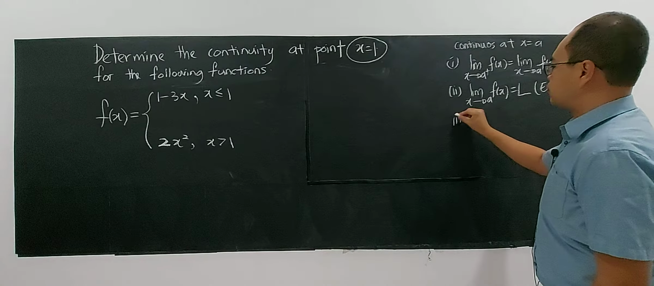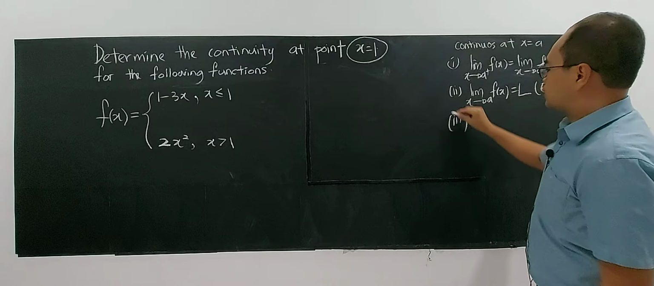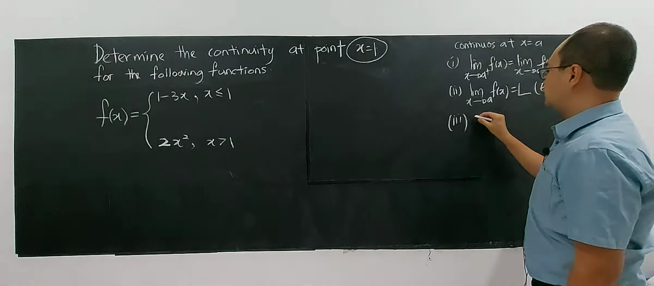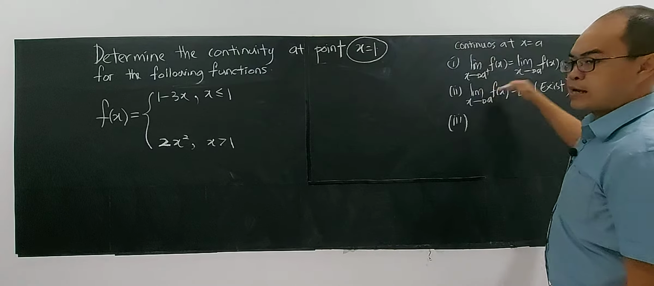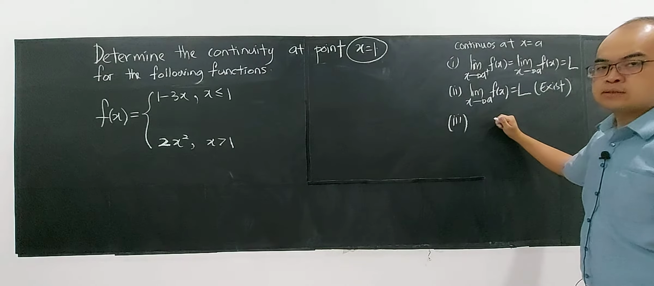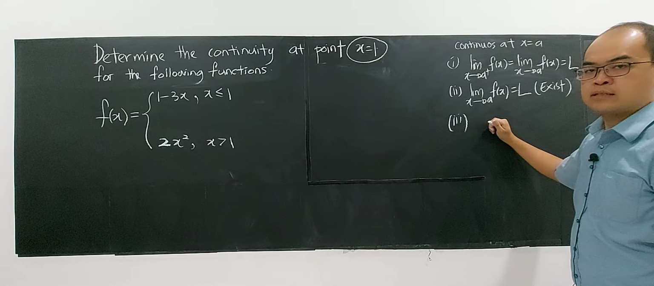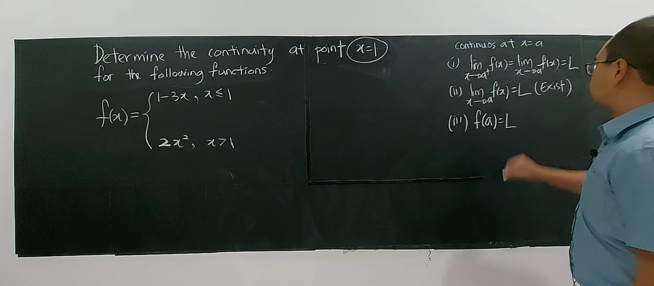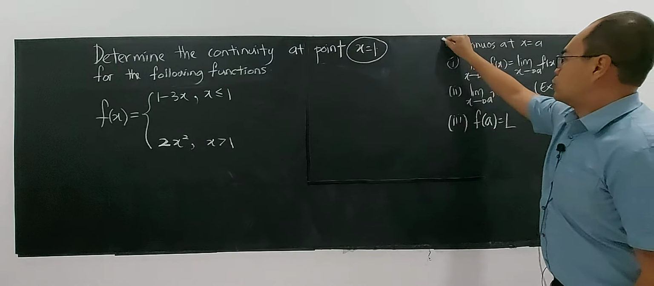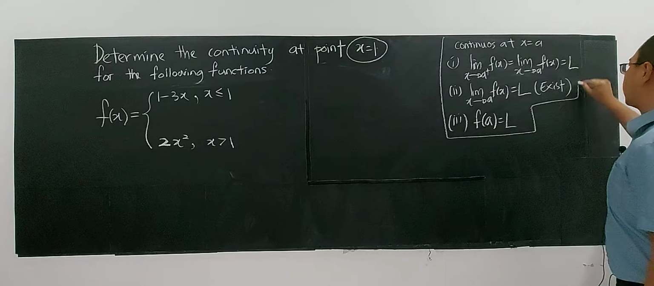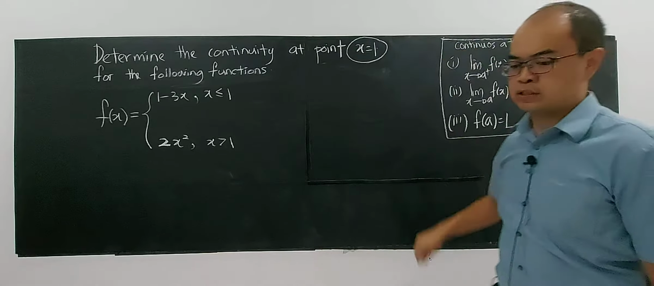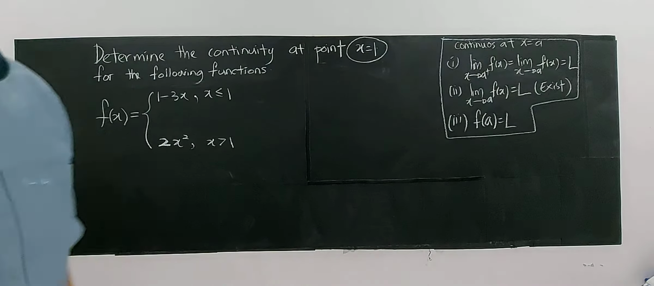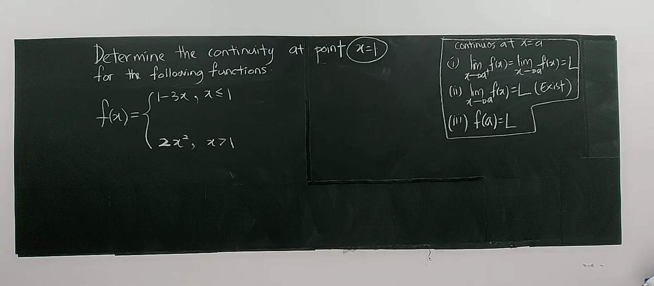So number 3 is the most important one. This is the one that determines whether it's continuous or not. If this limit exists, it is not 100% sure that it's continuous. But if the value of f(a) is also L, then it is continuous. You have to understand this concept and know how to state the definition. It's very important for your A-level exam or STPM exam.